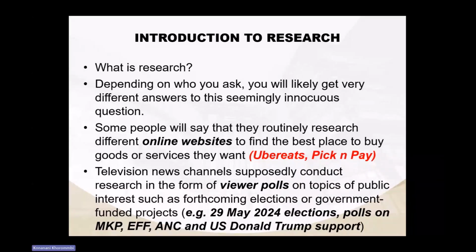Television news channels supposedly conduct research in the form of viewer polls on topics of public interest, such as forthcoming elections or government-funded projects. And here I make reference to the polls or the general elections that we had last year in 2024. There were a number of parties that were competing. You had EFF, MK Party, ANC, and today, as we speak, colleagues, I do not want to make reference to this latter statement. I'll talk about it a little bit later. But colleagues, if you go to the TV channels, you find something about the political parties, and you find reference to the polls that are made.